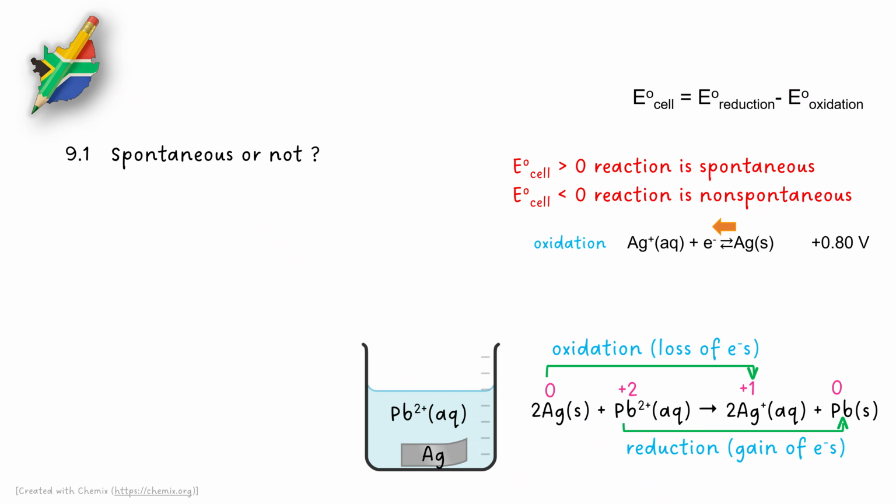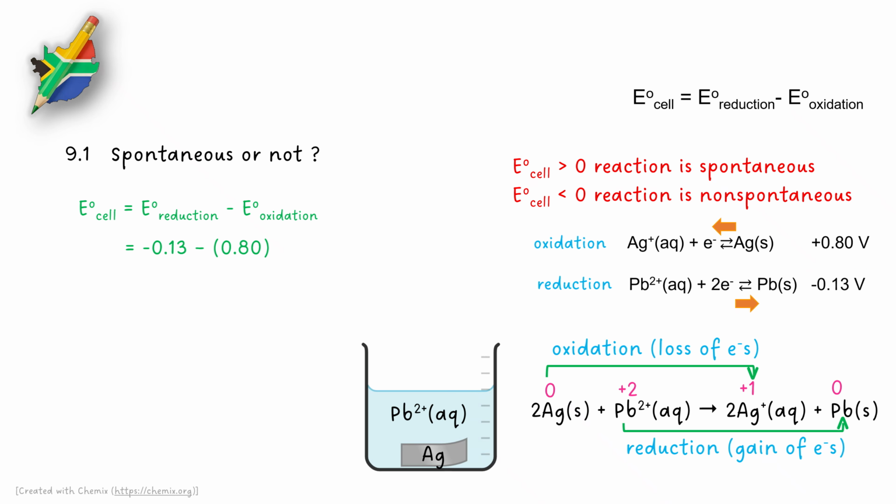Then lead 2 plus ions each gain 2 electrons and are reduced to lead metal. This is the half equation which we must look up on the table of electrode potentials. The equation as written from left to right is a reduction, and its associated electrode potential is negative 0.13 volts. We can put these values into the cell potential equation, and we get negative 0.93 volts.